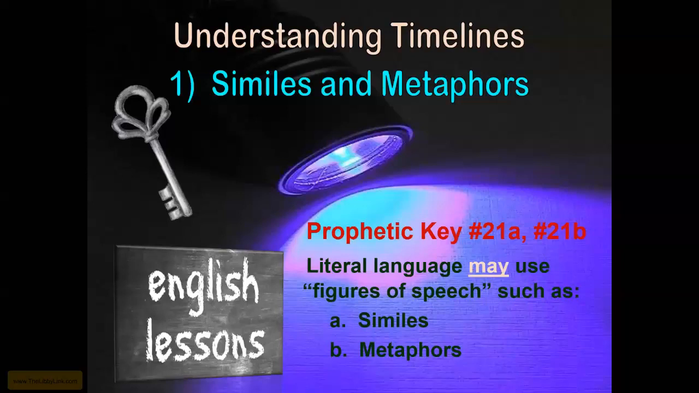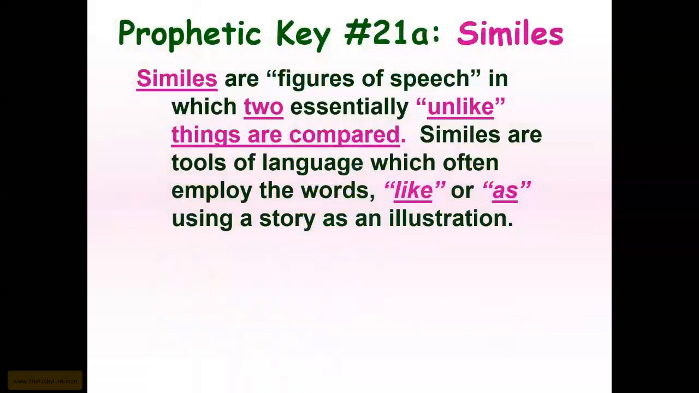Did you know that? Some of you may have, because you've probably already reviewed some of these in the book, and we've kind of lightly touched on them, but we're going to learn much more. So let's get started in understanding these terms. Prophetic key 21A, similes. We'll look at these first. Here's the definition. Similes are figures of speech in which two essentially unlike things are compared.